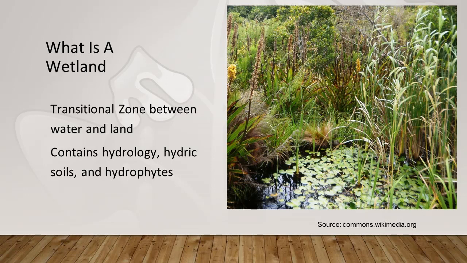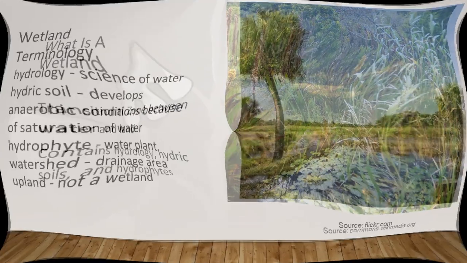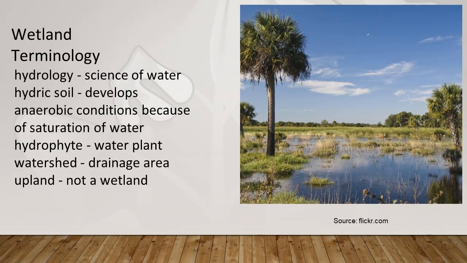So, let's cover some of the important vocabulary concerned with a wetland education. The first definitions come from the last slide, and they are hydrology and hydric soil, and hydrophytes. First, let's talk about hydrology. Hydro is water, and ology is the science of. So, hydrology is the science of water. It's basically following water from rain to evaporation and back again.